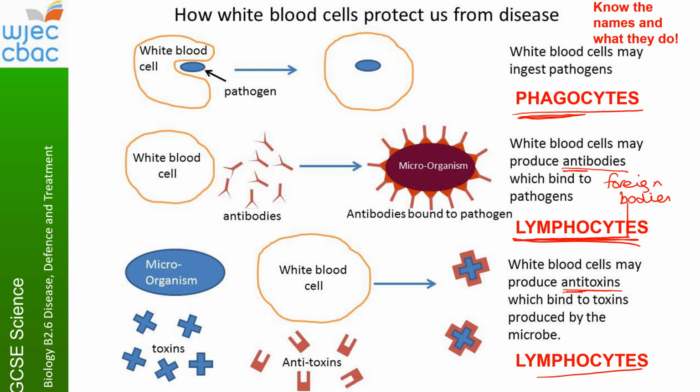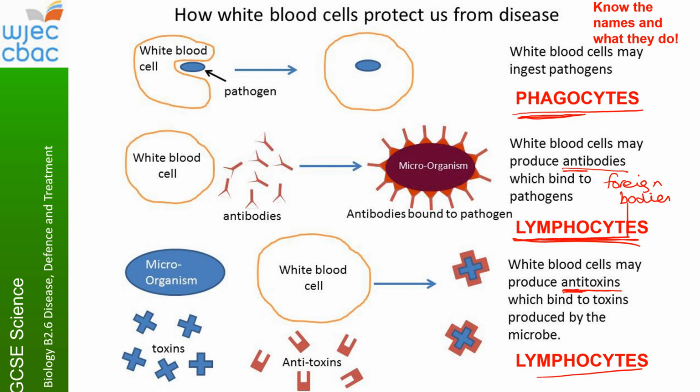It could be pollen, it could be dust, okay? Anything that enters your body that should not be there. So what is an antitoxin? Well, this is against the toxins or poisons that some microorganisms release. So bacteria are notorious for producing toxins or poisons that make us feel unwell.